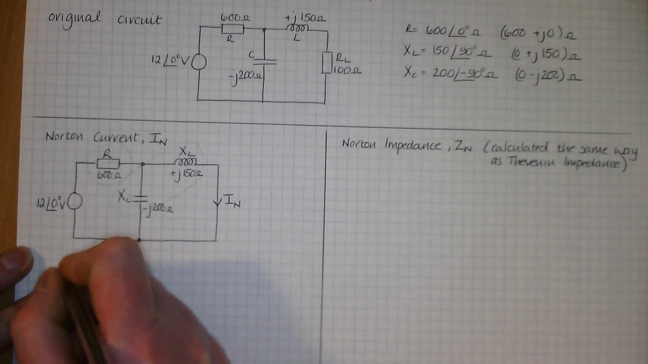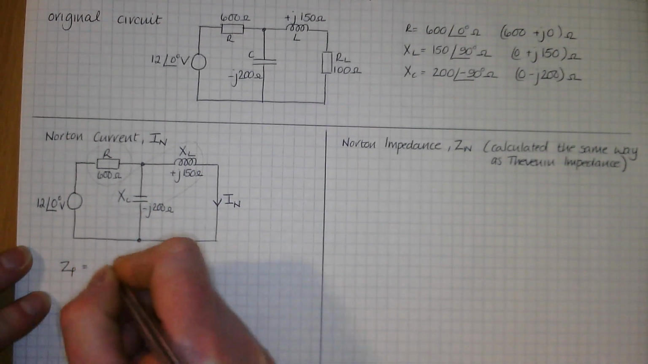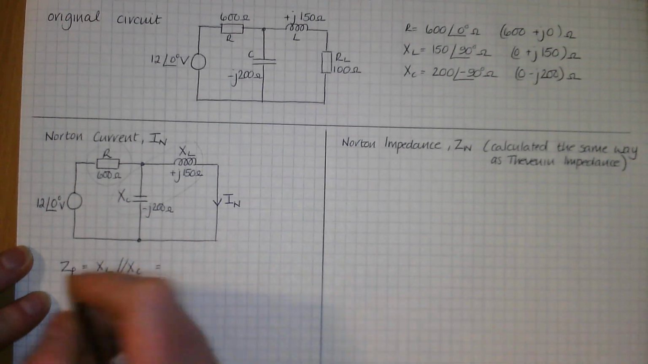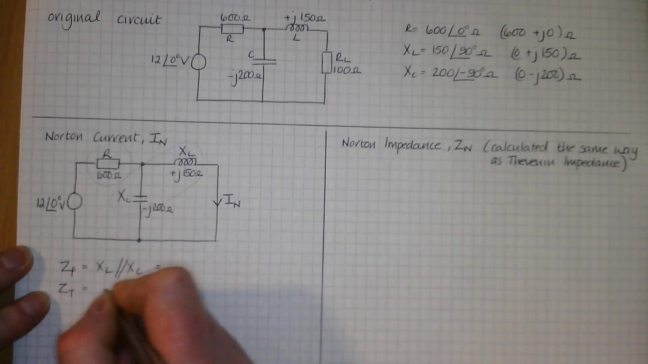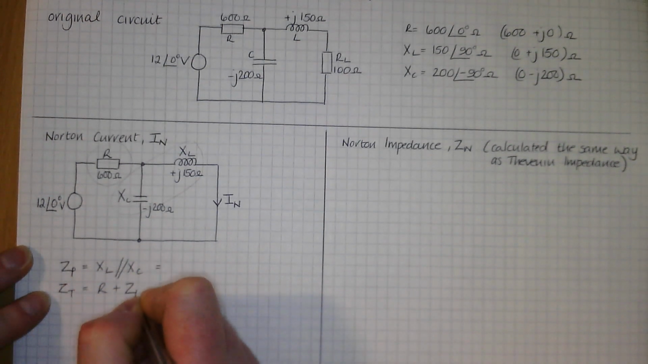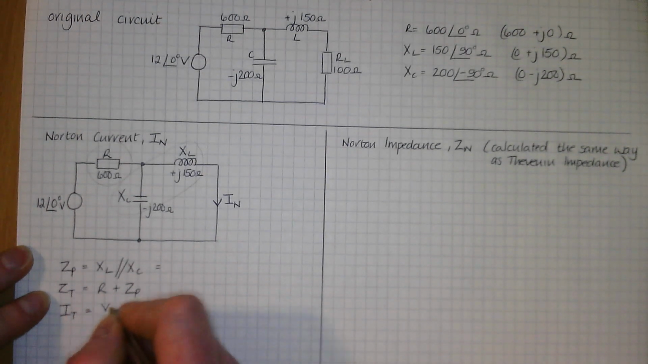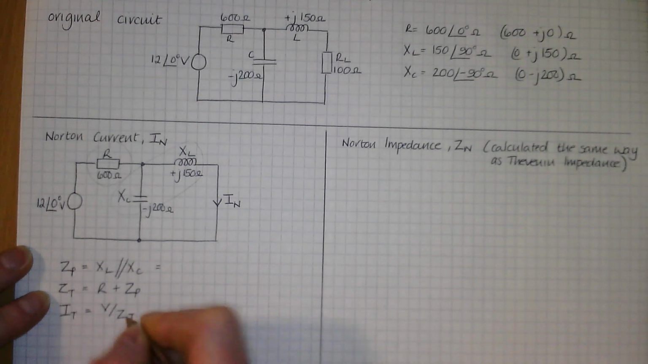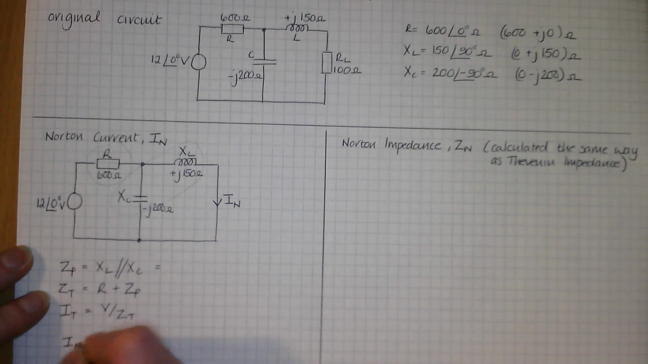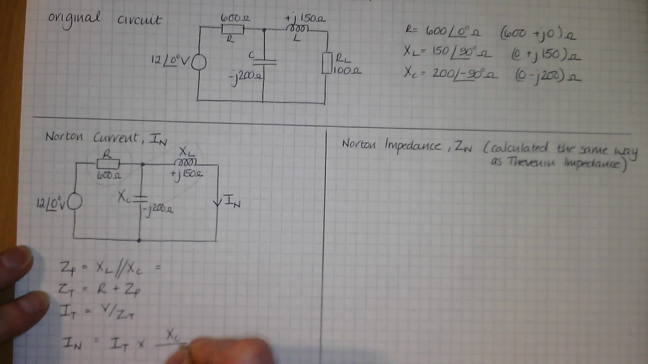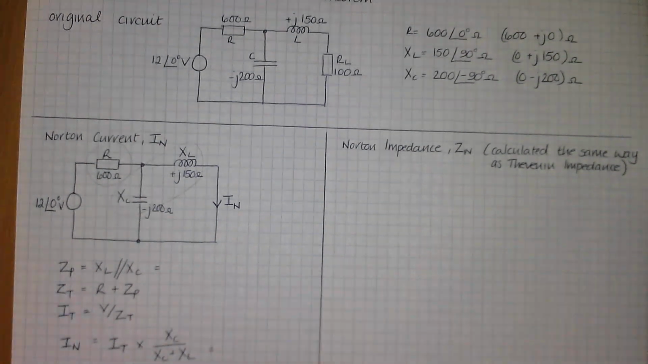So if you're working towards that, you'd have a kind of Z parallel, which would be your XL in parallel with your XC. Then you'd have a Z total, which would be your R plus your ZP. Then an I total, V over Z total, and then an I Norton, which would be a current divider, taking your total current multiplied by what's in the other branch over what's in the two branches added together. So why don't you work through that?